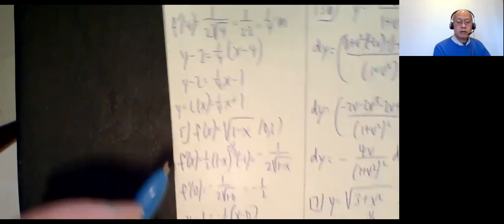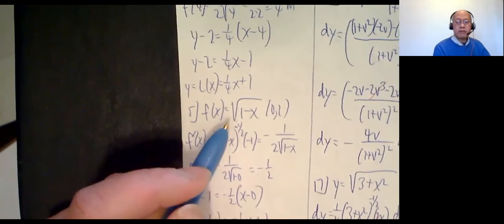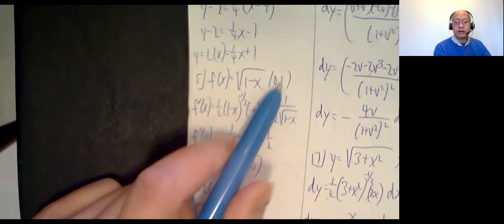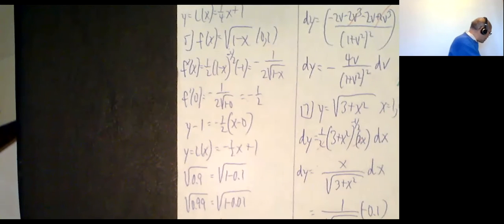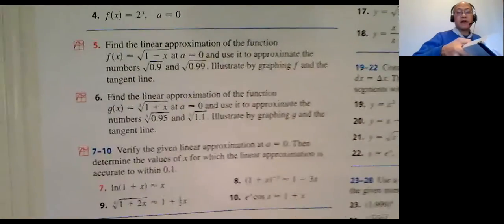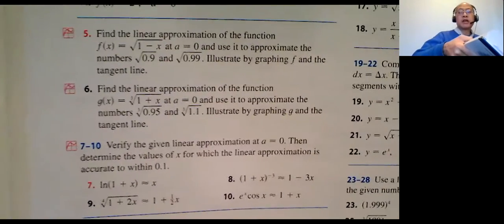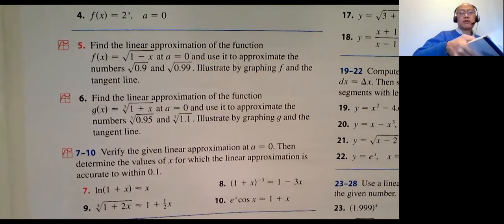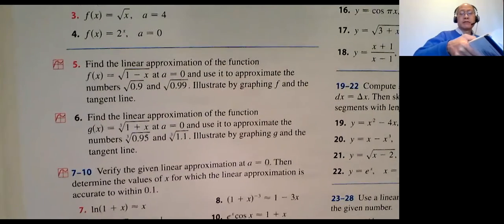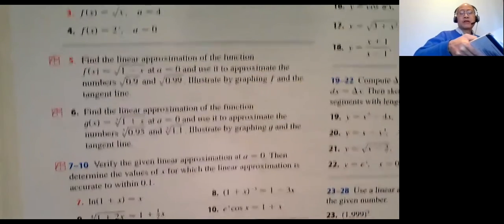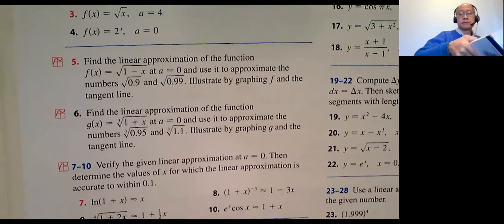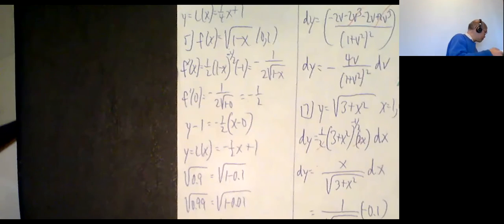Okay, here's another, number 5. Square root of 1 minus x at the point 0, 1. They didn't have to give you the 1. You could have figured that out. And after that, they are saying for number 5, use the linear approximation to approximate square root of 0.9 and square root of 0.99. Technically without a calculator. So how do you do that?